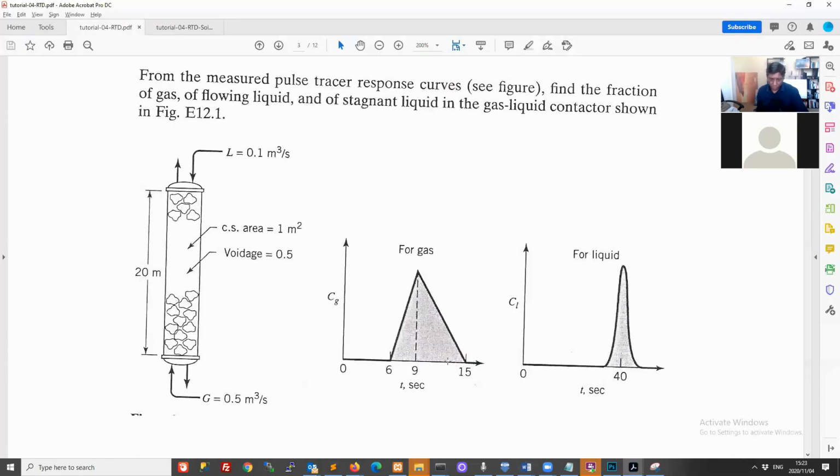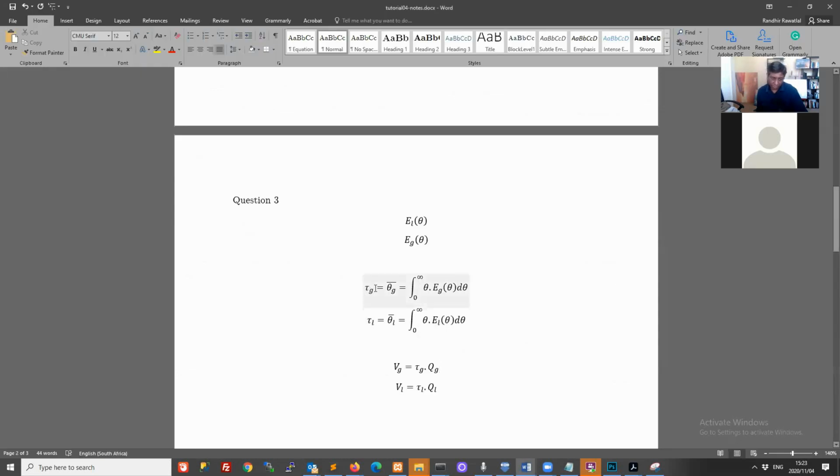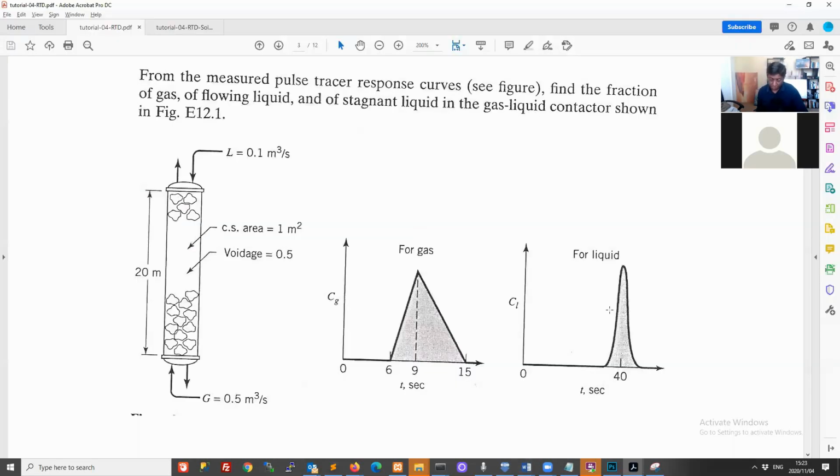And there's a bit of work to do in this case, right? You have to integrate under this, and it's not just the area under this curve. You have to do theta times this curve and then integrate that, and then you'll get the space time there. For the liquid, it's much easier. You can see simply here that the average age is 40, right? There's no need to integrate under this curve. It's symmetrical on both sides. Just intuitively, when you look at this, you can say the average time spent by the fluid here is 40.